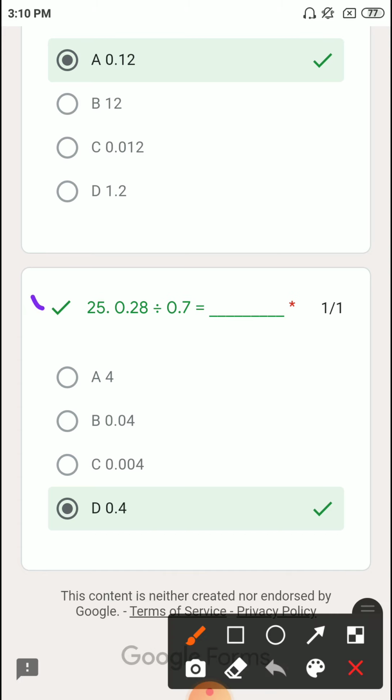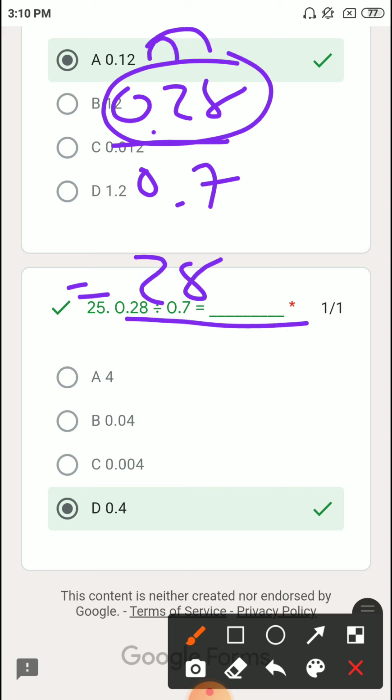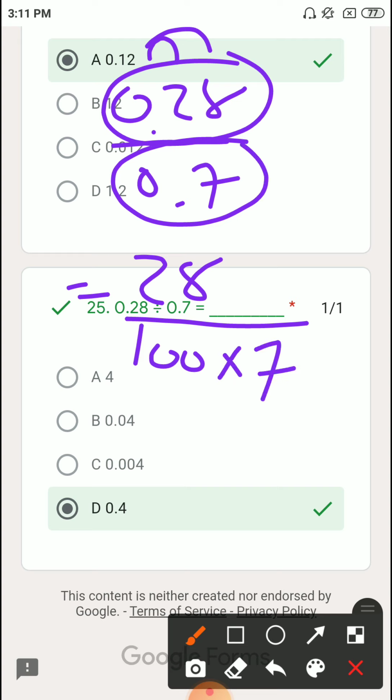After that, the last question, number 25: 0.28 divided by 0.7. Here we can solve this question in two ways. 0.28 divided by 0.7. Now for 0.28, ignore the decimal point, so 28. After the decimal point 2 digits are there, so 2 zeros and 1, so 28 by 100. Now in the denominator we have 0.7, so ignore the decimal point, so 7. After the decimal point we have only one digit, so divide by 10, and that divide by 10 goes to the numerator.